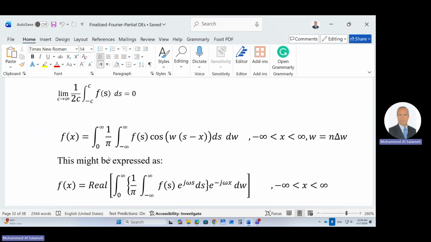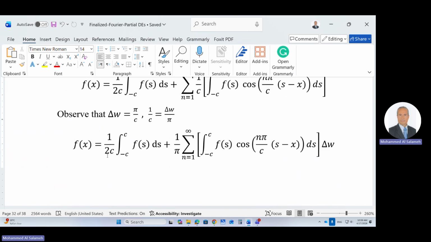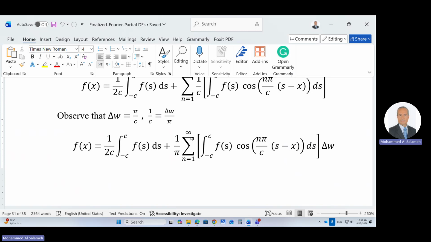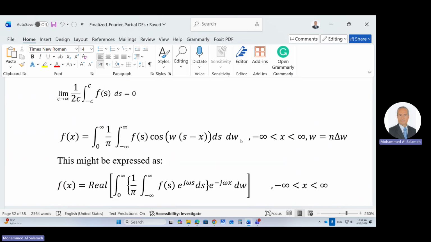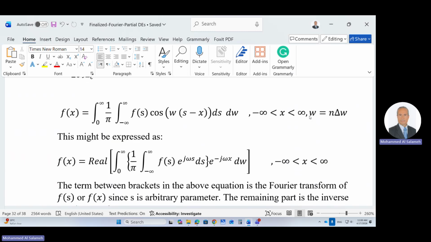So the equation will be like this. Now n from 1 to infinity, we have ds and d omega. Omega is from 0 to infinity, because the frequency goes from 1 to infinity. So it will be d omega from 0 to infinity, and ds from minus to plus infinity, 1 over pi f of s cosine omega times s minus x. We said here omega equals n delta omega.